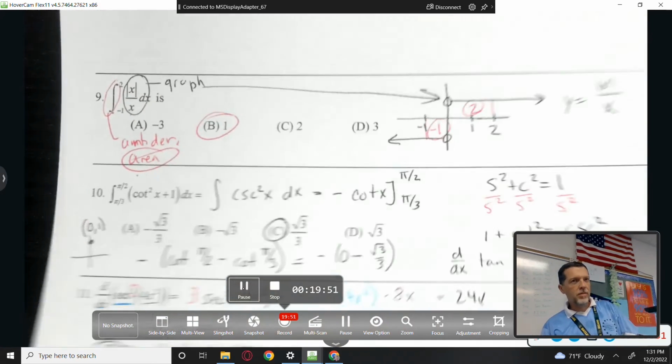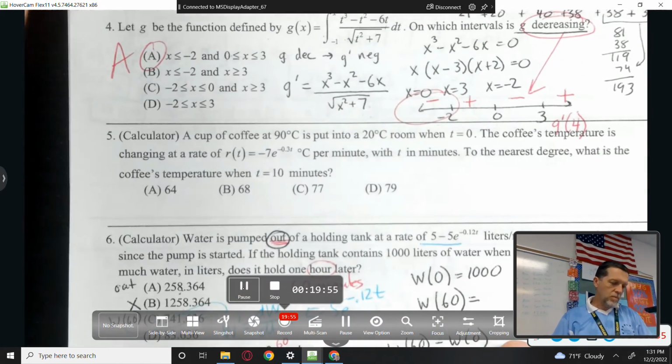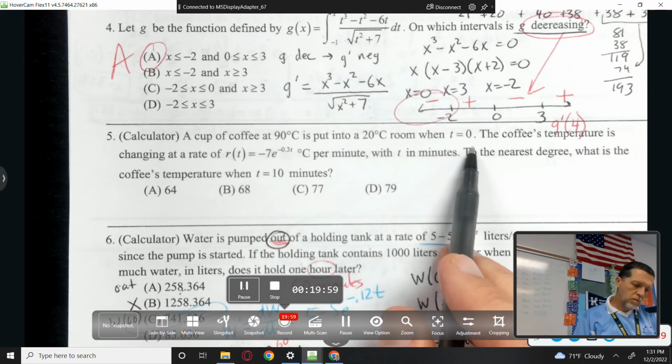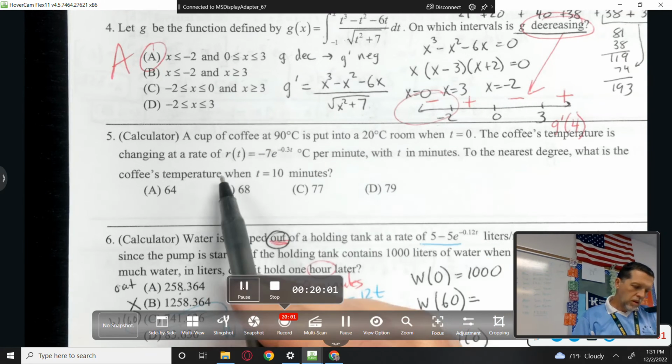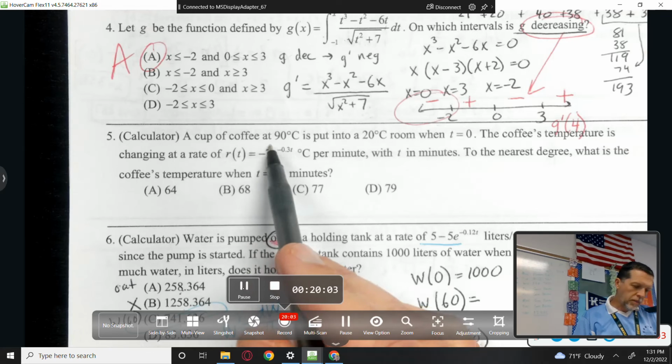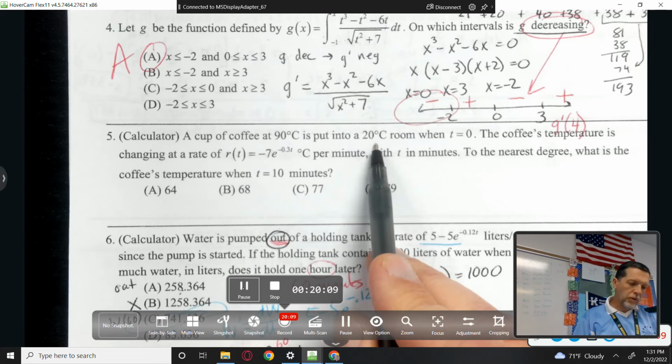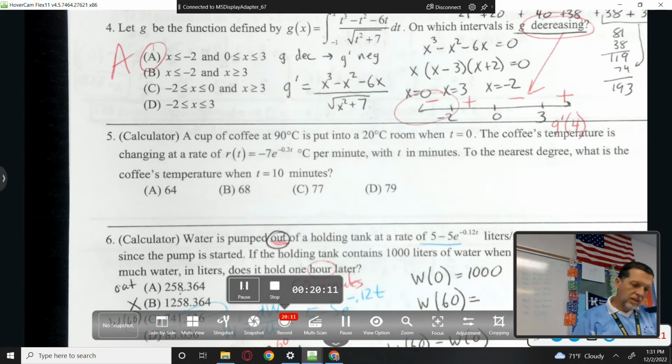I'm a little confused. I think the bounds are 0 to 10. But what exactly is the 90 degrees and the 20 degrees Celsius? Where does that fit in? Okay, a cup of coffee at 90 degrees. So that sounds like the starting point of the coffee is put into a 20-degree room. So then 90 would be T at 0 and 20 would be T at 10. Is that what it's... No, because it's asking T at 10.